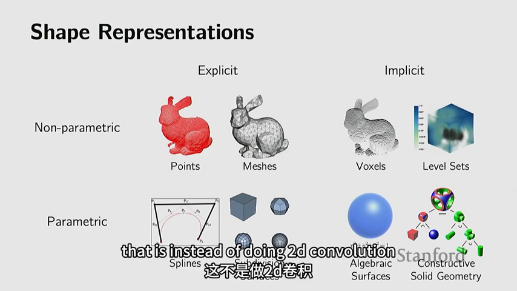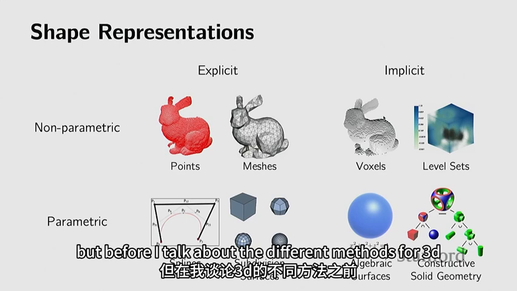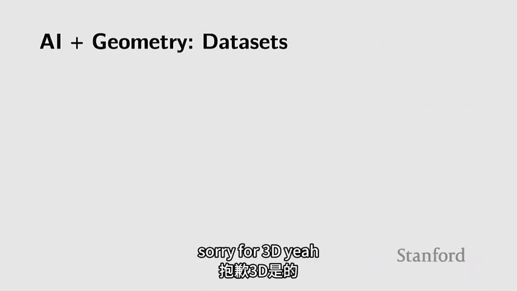That is, instead of doing 2D convolution, now do 3D convolution. So that's in some sense how things get started. But before I talk about the deep learning methods for 3D data, another aspect that's very important is the data for 3D data.